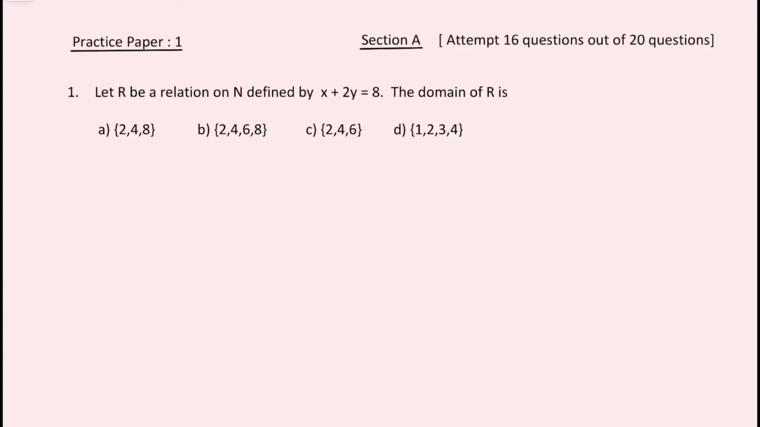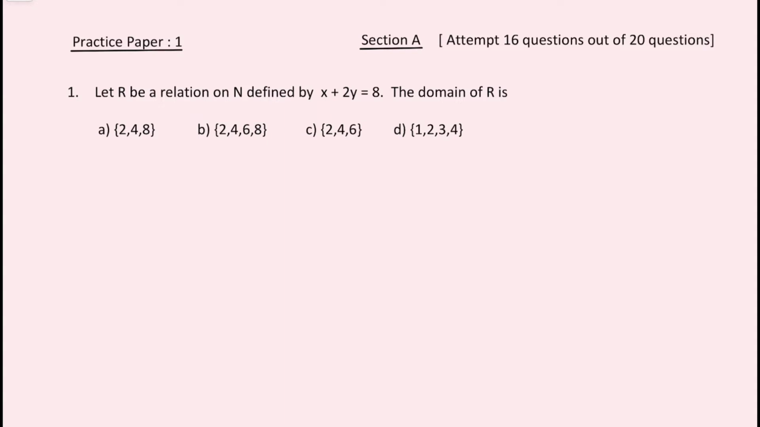You all know that the board paper of the first term has 3 sections, section A, B, and C. In section A, we have 20 questions and you have to answer 16 questions. First question, let R be a relation on N defined by x plus 2y equal to 8.